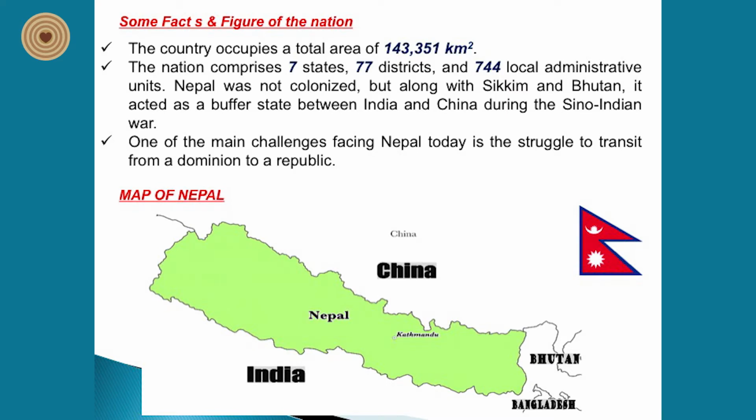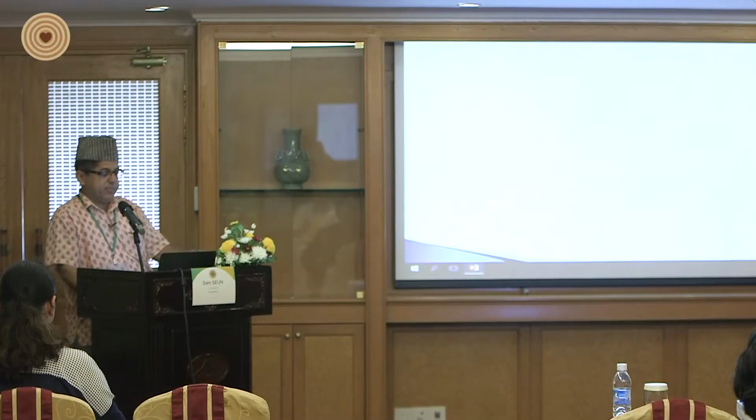143,351 square kilometers. The nation comprises 7 states, 77 districts, and 744 local administration units. Nepal was not colonized, but along with Sikkim and Bhutan, it acts as a buffer state between India and China. During the Sino-Indian War, one of the main challenges facing the country today is the struggle to transit from the domination of monarchy to a republic.